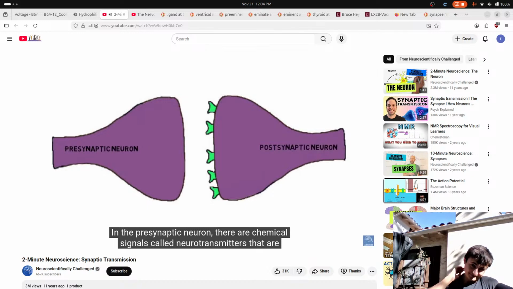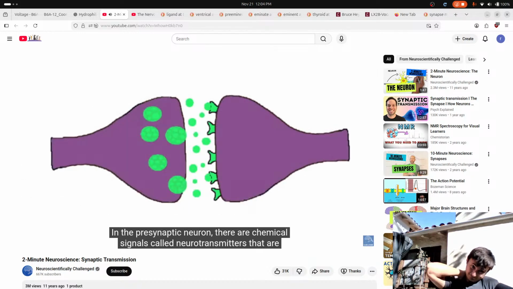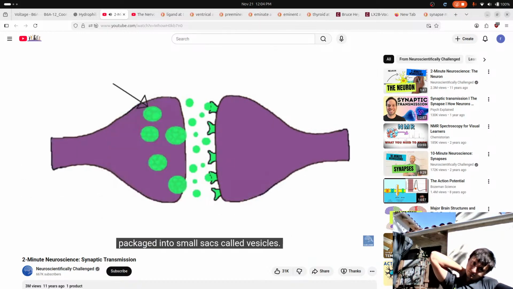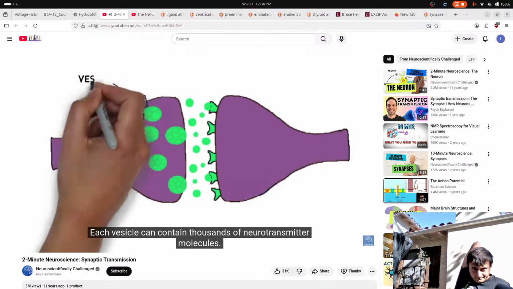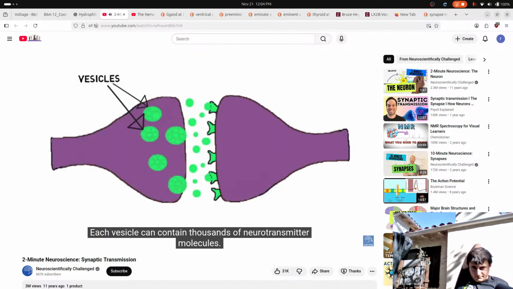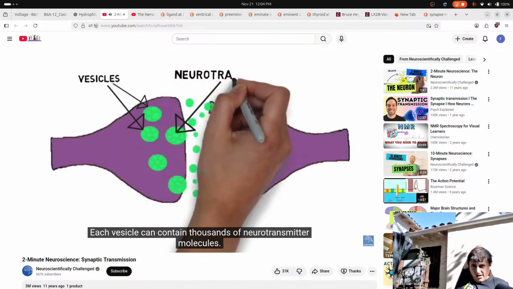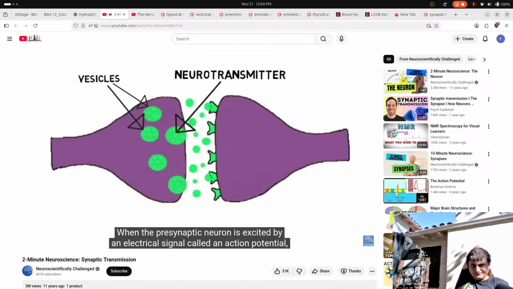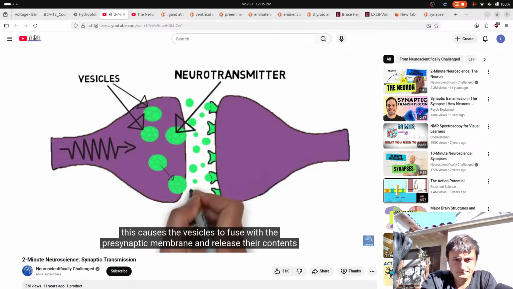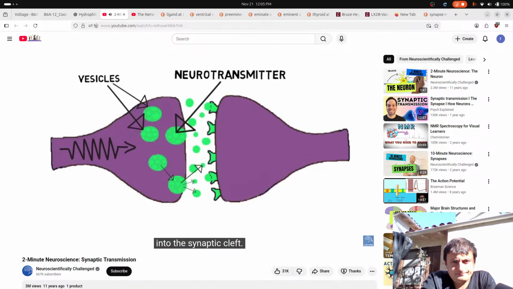In the presynaptic neuron, there are chemical signals called neurotransmitters that are packaged into small sacs called vesicles. Each vesicle can contain thousands of neurotransmitter molecules. When the presynaptic neuron is excited by an electrical signal called an action potential, this causes the vesicles to fuse with the presynaptic membrane and release their contents into the synaptic cleft.